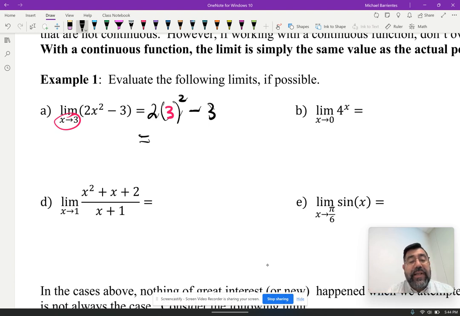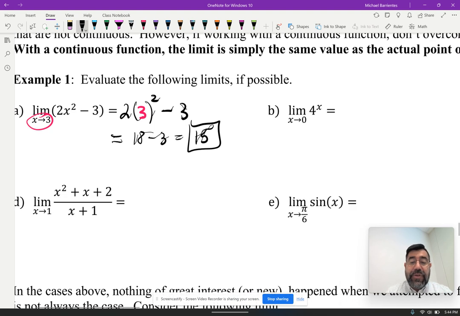3 squared, that's 9. And if you double 9, this whole thing is 18 minus 3. And we have our first limit value complete. That's it. You're just substituting to see if you get a finite value, a finite number. If you do, then you're done. Let's try this one. 4 to the power of x, but our x value is approaching 0. So let's just plug in 0 and see if we get an answer. And we do. Our answer is 1. That's it. Easy peasy, mac and cheesy.